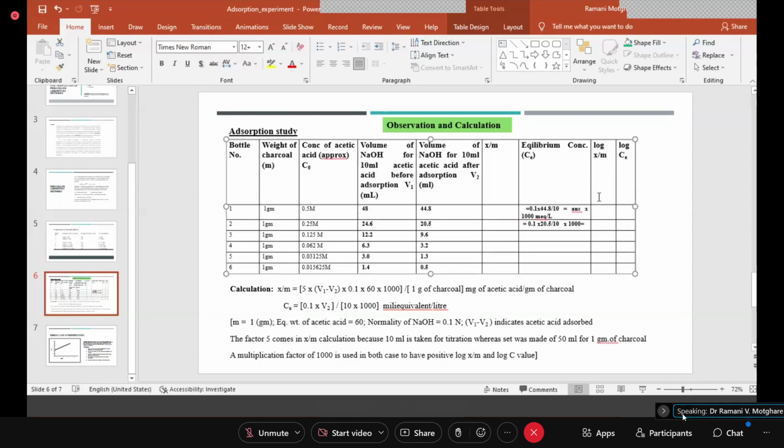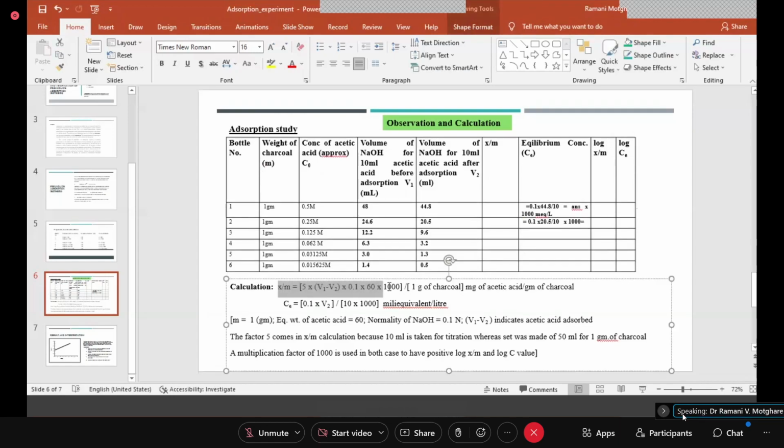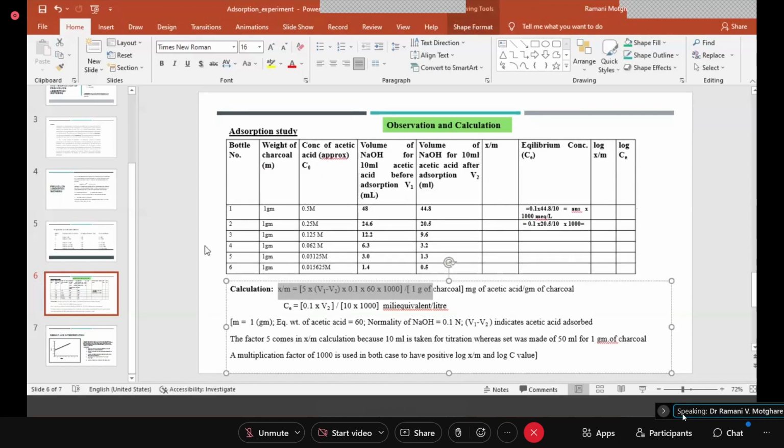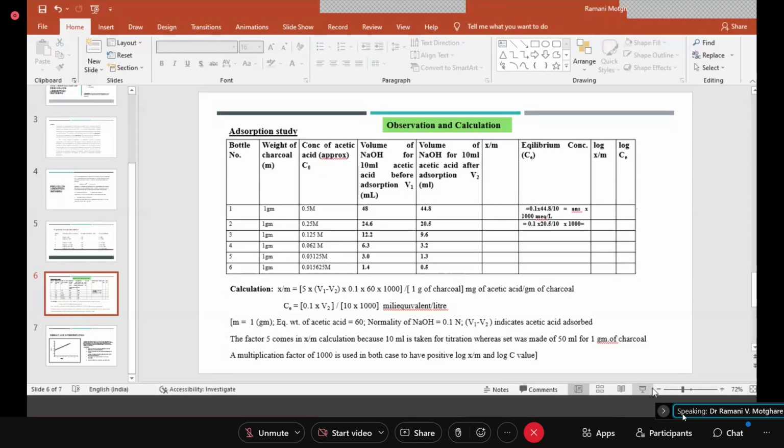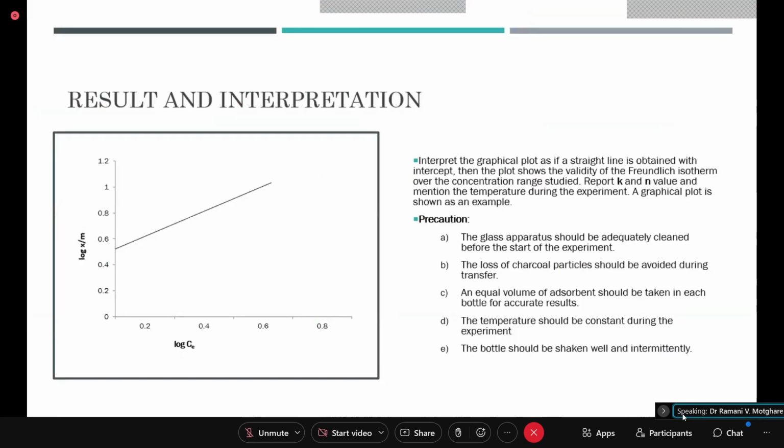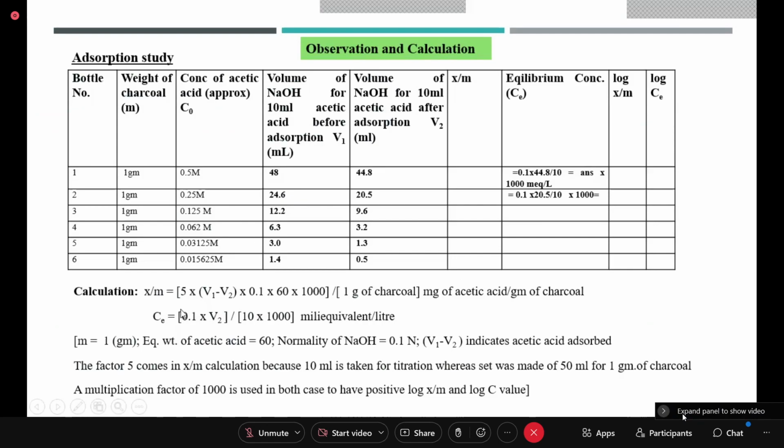Okay, log C, log X by M. So this is how you will use this X by M formula in each of these and try to find out what is the... okay, so this is your X by M. That will be excess milligrams of acetic acid per gram of charcoal. Okay, and this will come out to be in positive value, not in fraction.